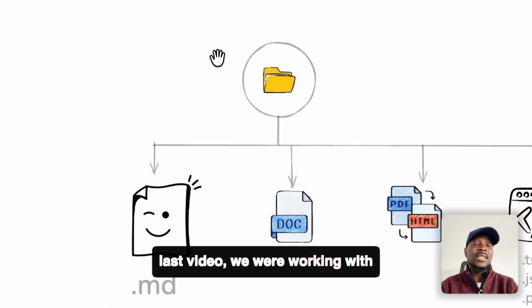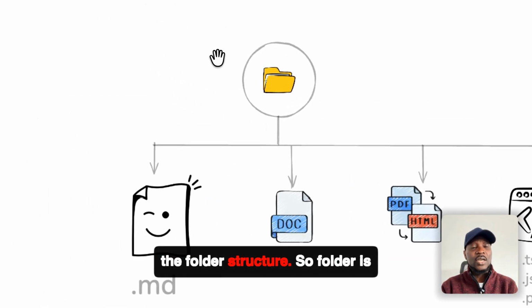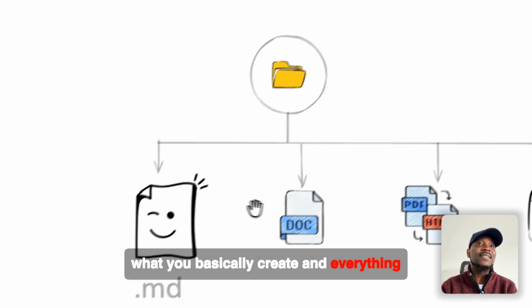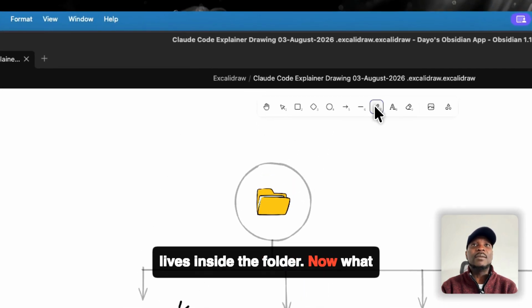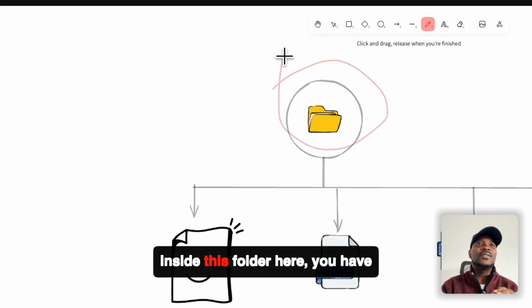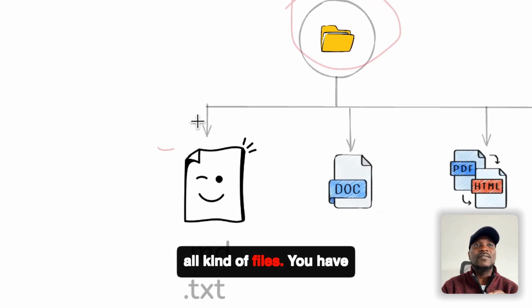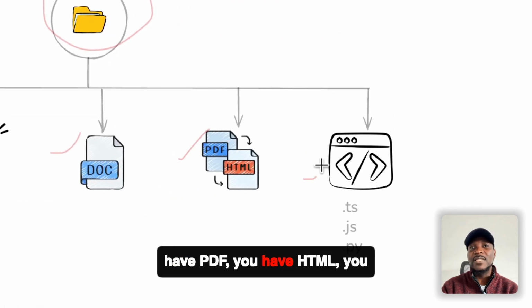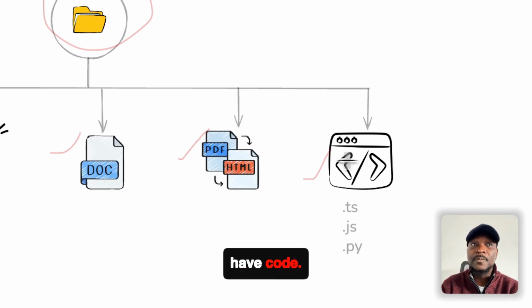Last video, we were working with the folder structure. So a folder is what you basically create and everything lives inside the folder. Now, what do I mean by that? Inside this folder here, you have all kinds of files. You have this file, you have doc, you have PDF, you have HTML, you have code.